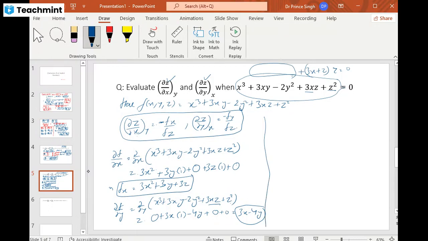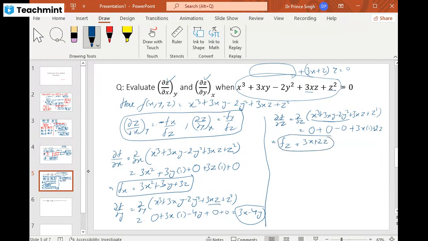And if we differentiate f with respect to z, then this is ∂/∂z of x³ + 3xy − 2y² + 3xz + z². So the derivative of x³ is 0, because we are differentiating with respect to z, so x and y both are constant. All the first three terms contain x and y only, so their derivative is 0. But 3x is constant, the derivative of z is 1, and the derivative of z² is 2z. So what is fz? It is 3x + 2z.